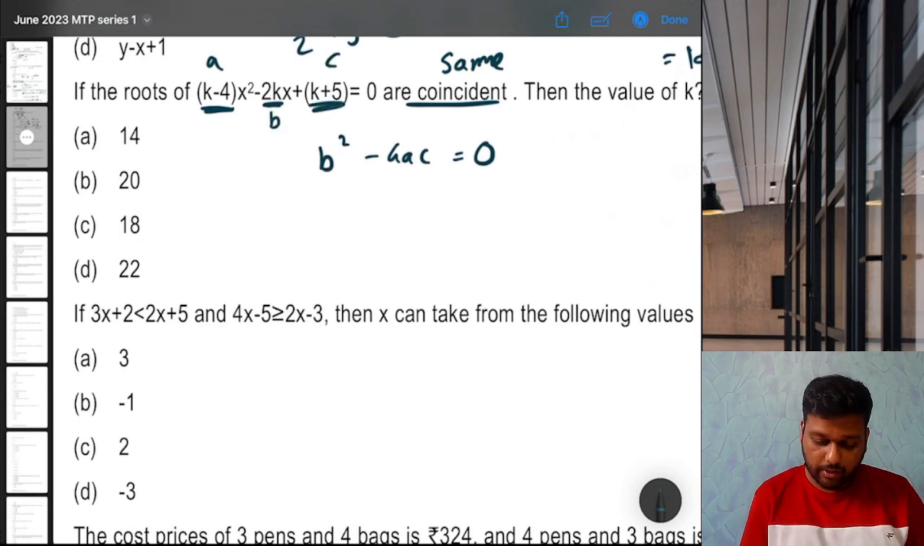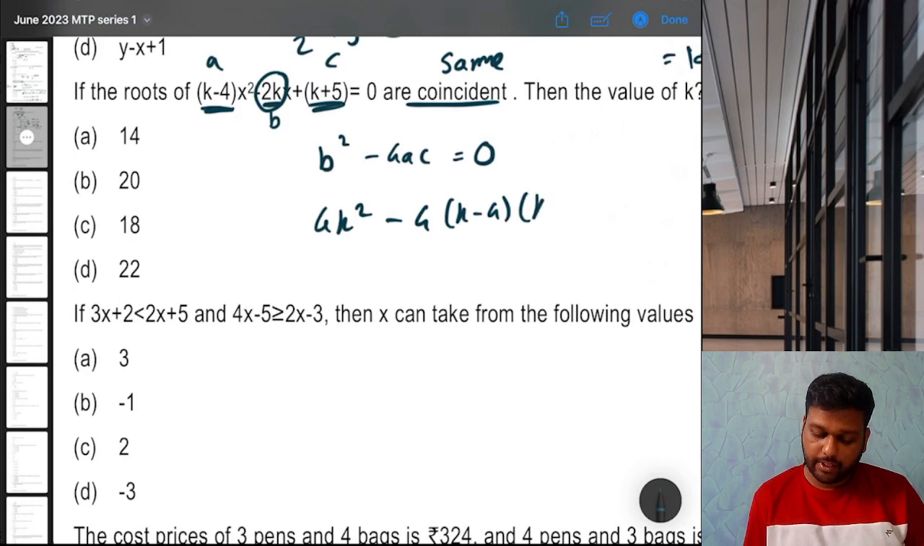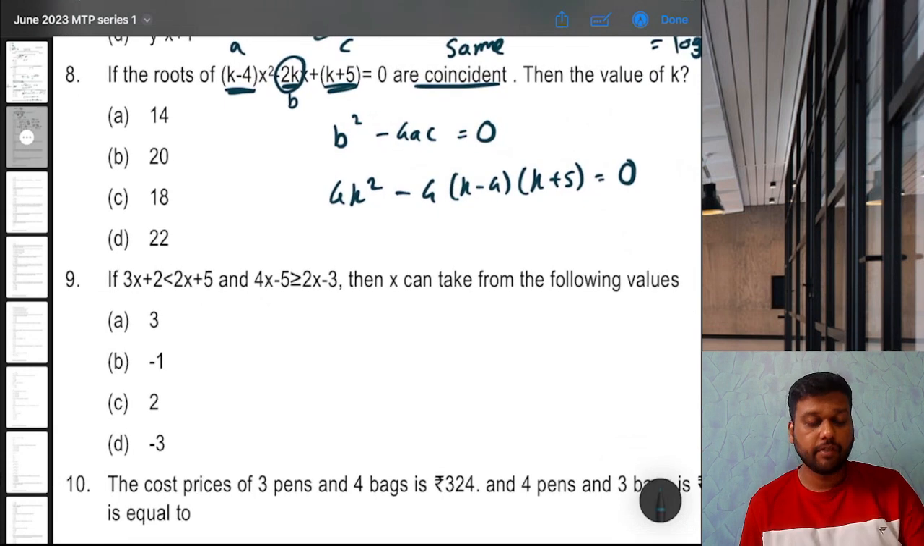So b square is 2k square. 2k square is what? 4k square minus 4 into a. A is k minus 4 into c. C is k plus 5. That is equal to 0. Okay. So this is just an equation which you have to solve. That's it. That will give you the answer.